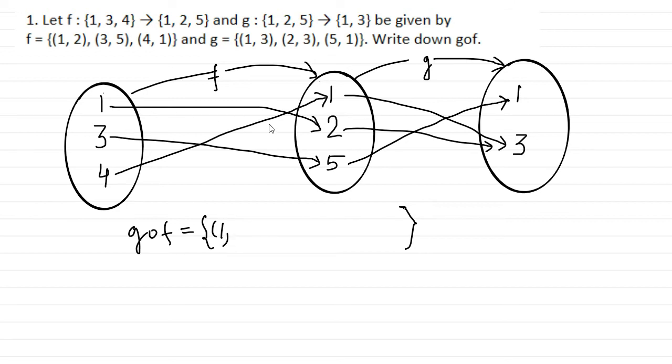(1, 3), the first element. Second, we start with 3. Intermediately, we reach 5. Then the final destination will be 1. So the second element will be (3, 1). Then if you start with 4, you will reach 1. Then finally you will reach 3. So the third element will be (4, 3). So this is the gof function. gof is equal to {(1, 3), (3, 1), (4, 3)}.